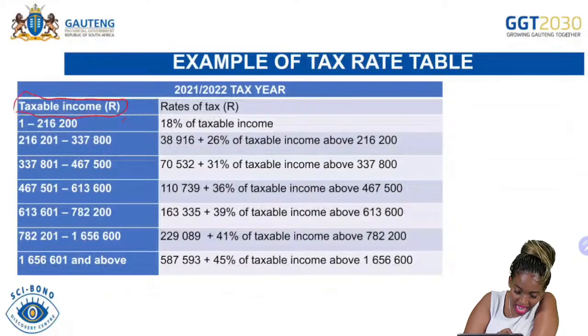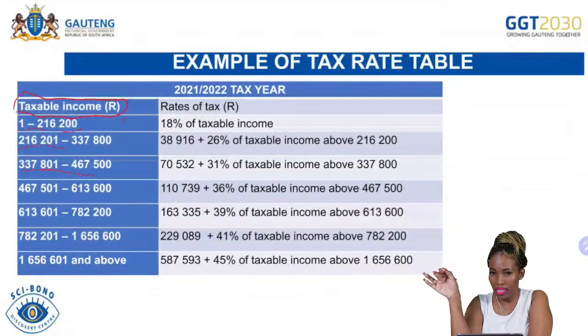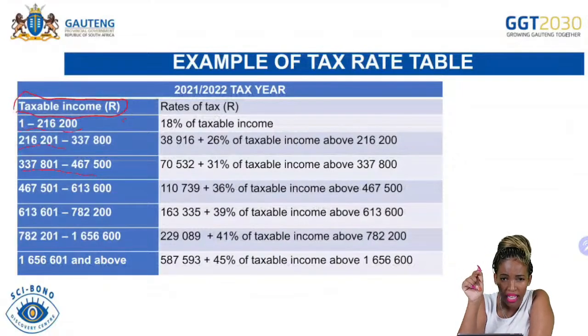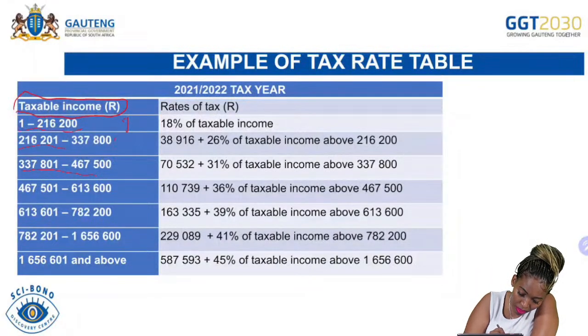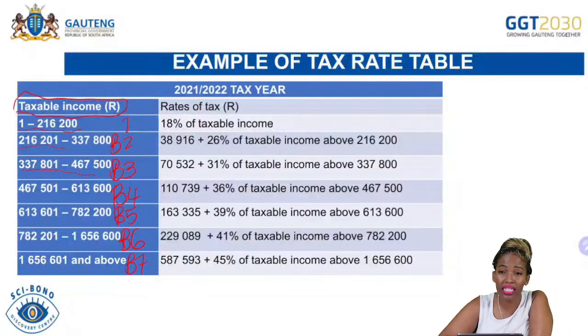So what you see here are the categories between 1 and 216,200, between 216 and 337, and so on. All these intervals, we call them blocks. I'm sorry, brackets. So when I say go to bracket 1, you know exactly what I'm talking about. When I say go to bracket number 5, you know exactly what I'm referring to. The first one will be bracket 1, this one will be bracket 2, this one will be bracket 3, bracket 4, bracket 5, bracket 6, and the last one will be bracket number 7.